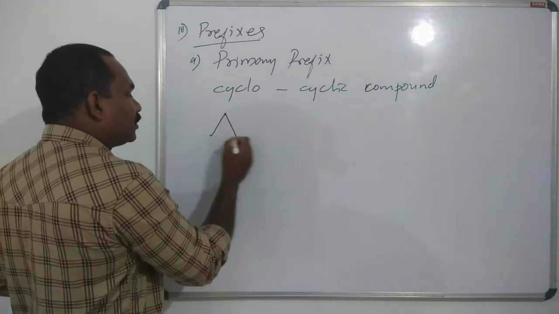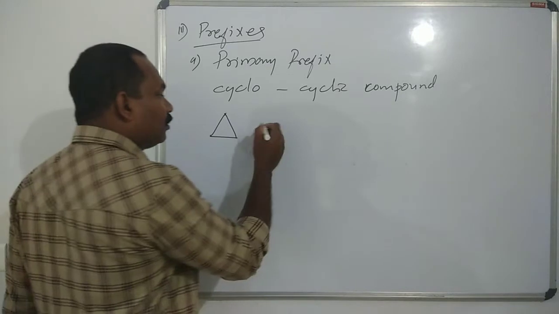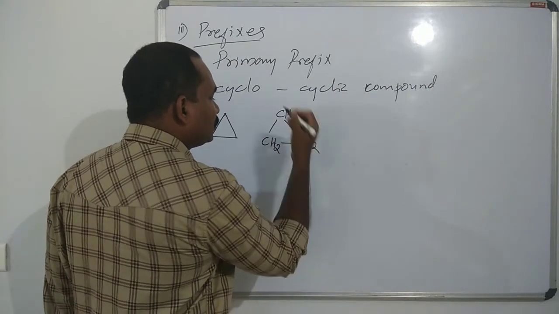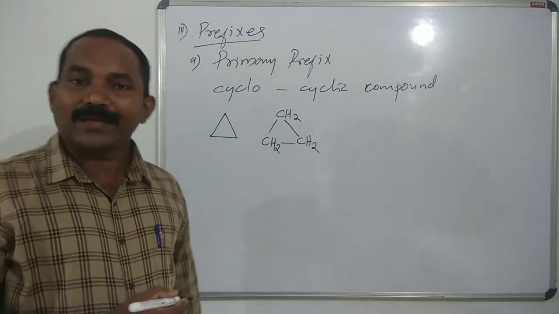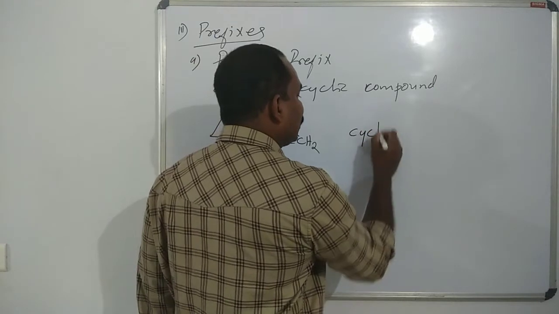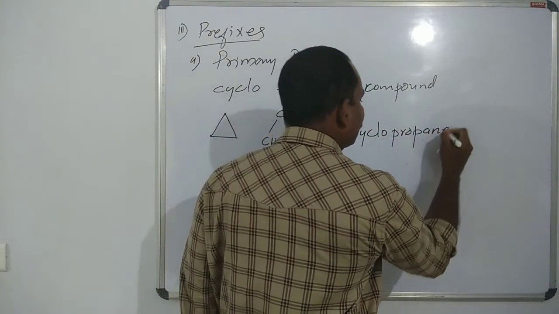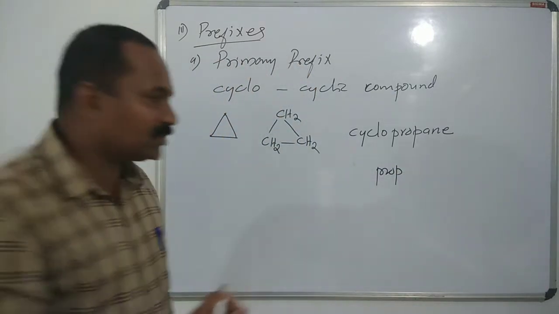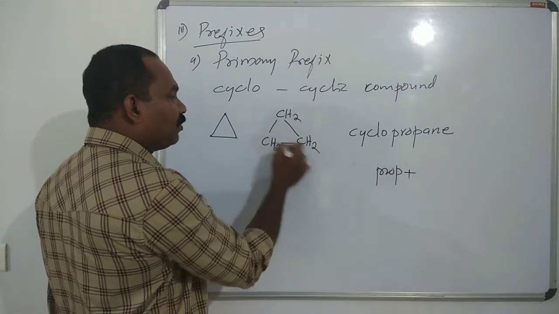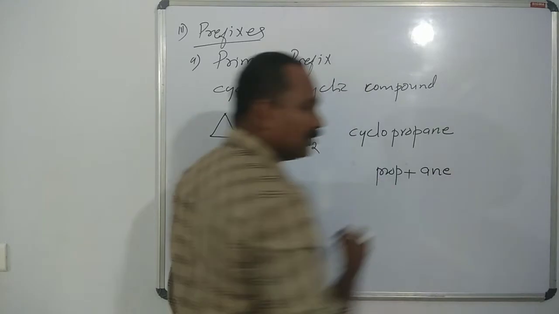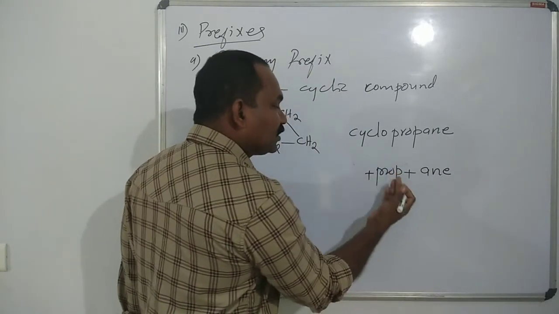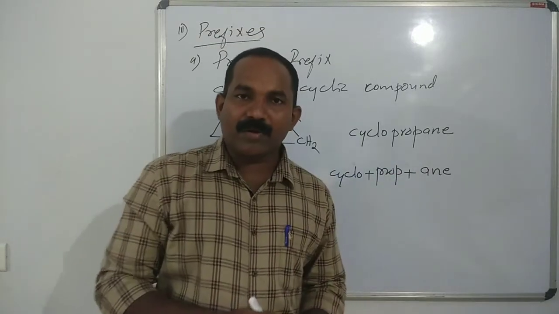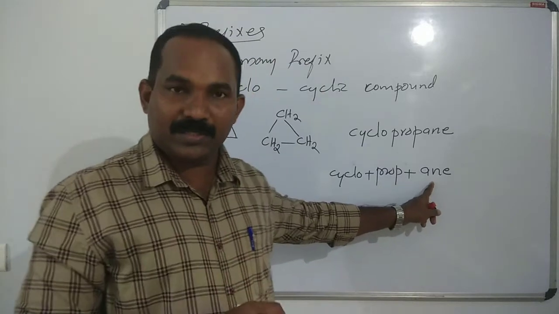First one, it is the bond line structure for cyclopropane. CH2, CH2, CH2. So three CH2 form a ring-like structure called cyclopropane. Remember that cyclo is a prefix. Prop is the word root. The molecule is saturated, single bonds between the carbon atoms, so ANE. And the molecule is cyclic, so cyclo is right before the word root. After the word root, we call it the suffix. ANE is a suffix, you know that. So cyclopropane.